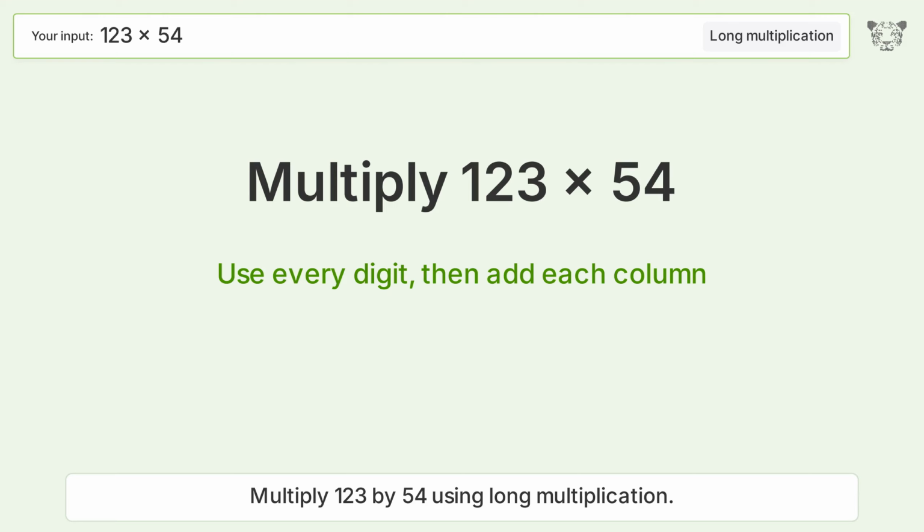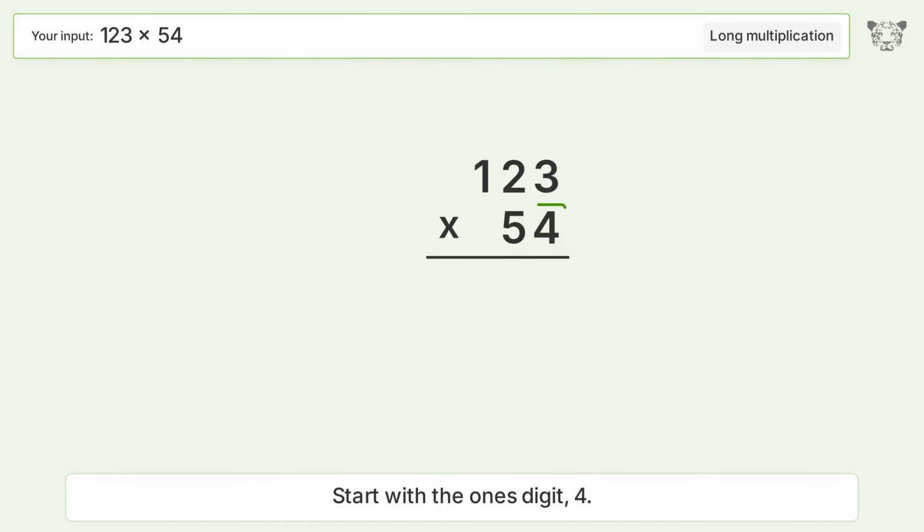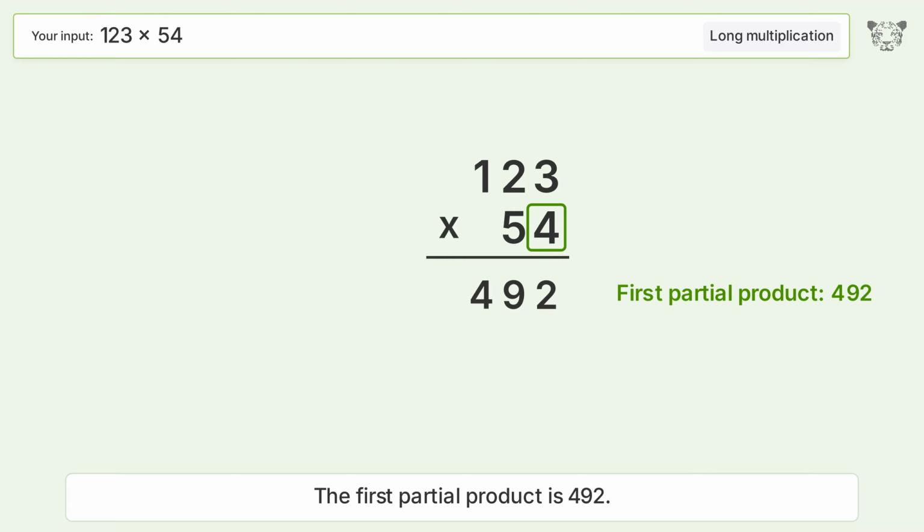Multiply 123 by 54 using long multiplication. Start with the ones digit, 4. 4 times 3 is 12. Put 2 in this column and carry 1. 4 times 2 plus the carried 1 is 9. 4 times 1 is 4. The first partial product is 492.